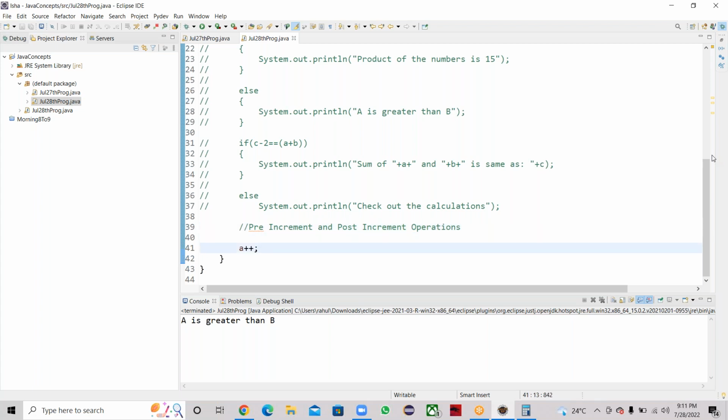Pre-increment and post-increment operations. Does everyone know what a prepaid bill and a postpaid bill are? Ruchika, Geeta. So what do you mean by a prepaid bill and what do you mean by a postpaid bill?